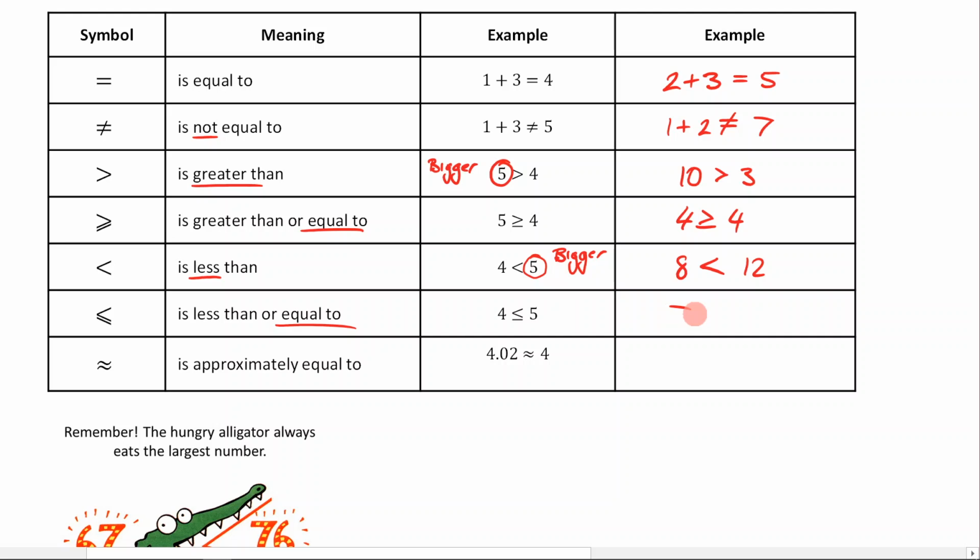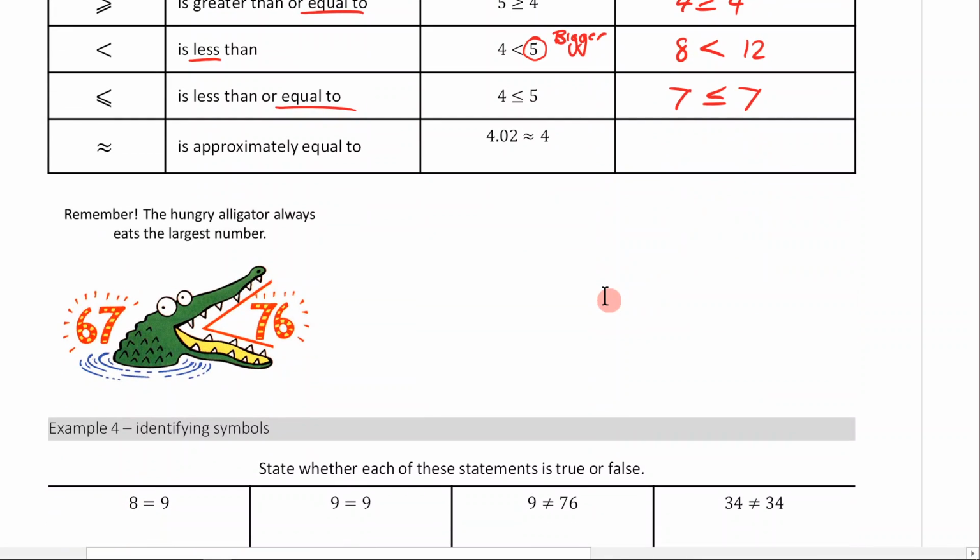I could also say 7 is less than or equal to 7. That is also a true statement. And then finally here, we have these wavy lines, which are like squiggly equal signs, which mean approximately equal to. So 4.02 is approximately equal to 4. I could say 6.01 is approximately equal to 6. So it means close, it's nearly there. It's nearly equal to 6. It's approximately equal to 6.